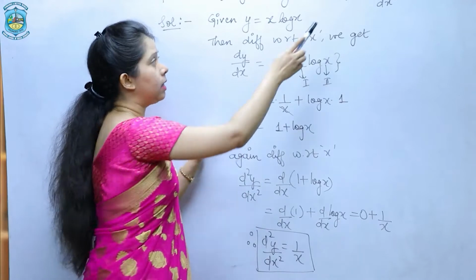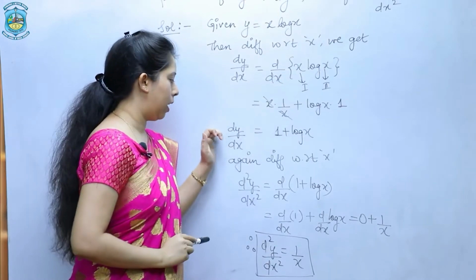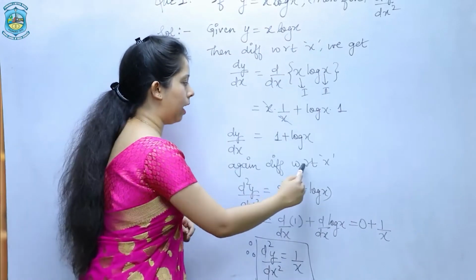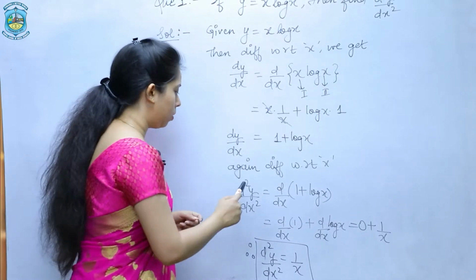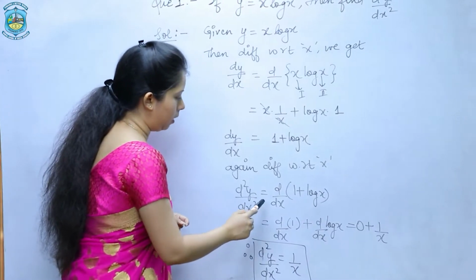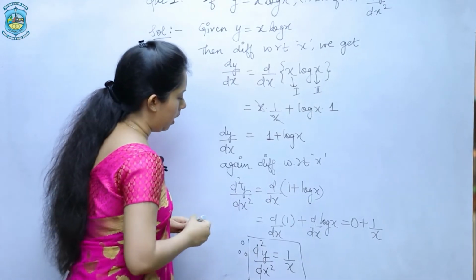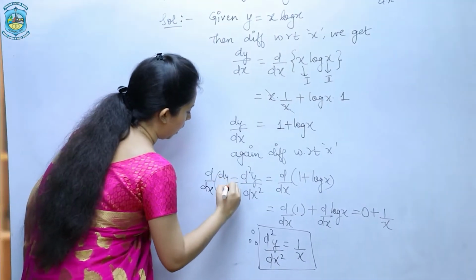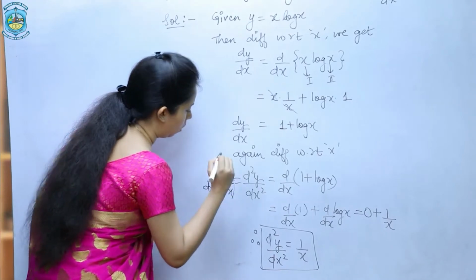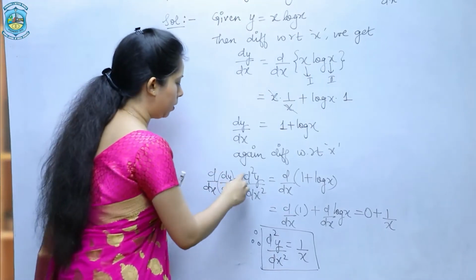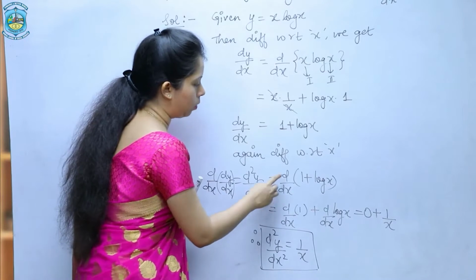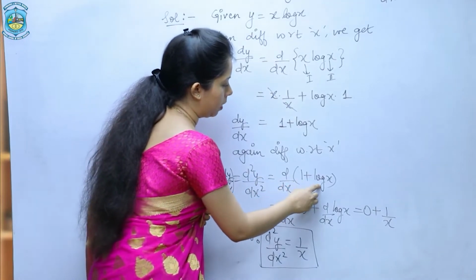Now, we have to find the second order derivative. So, for that we will again differentiate both sides with respect to x. So, this becomes d2y by dx square is equal to d by dx of 1 plus log x. That means, we are differentiating dy by dx one more time.